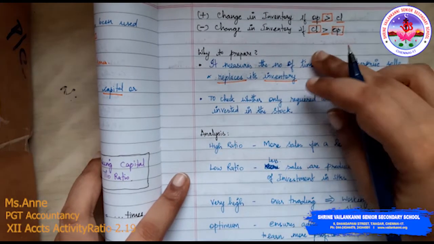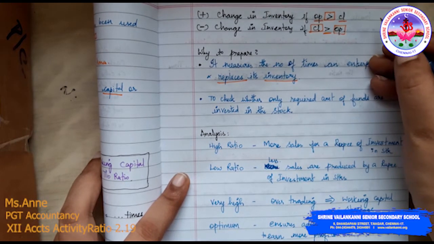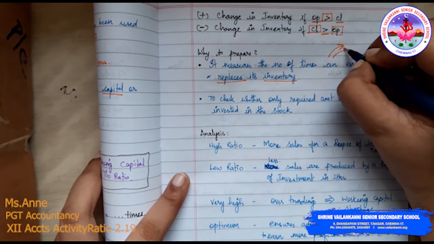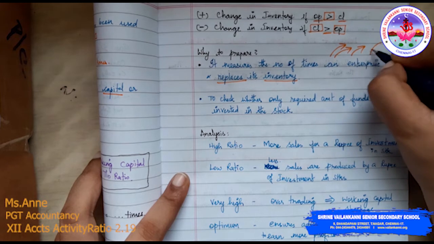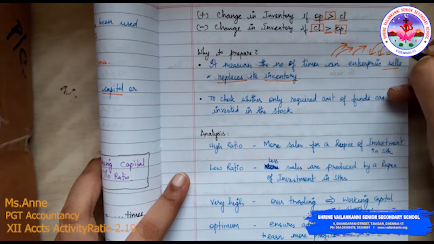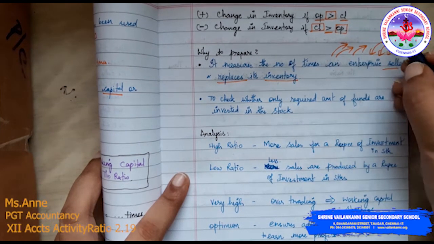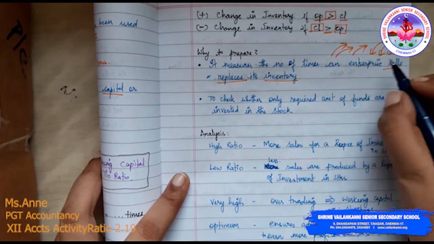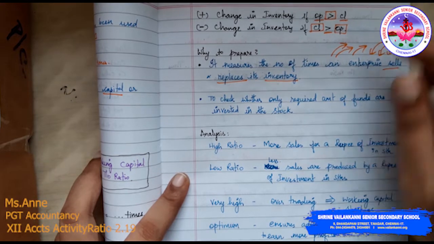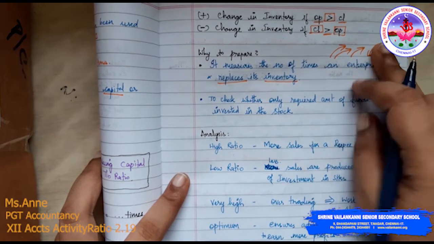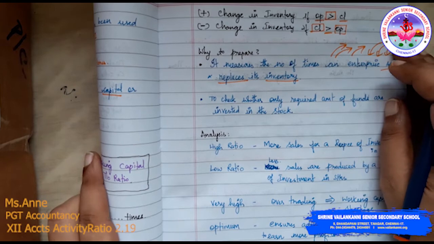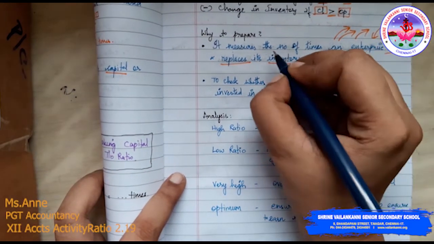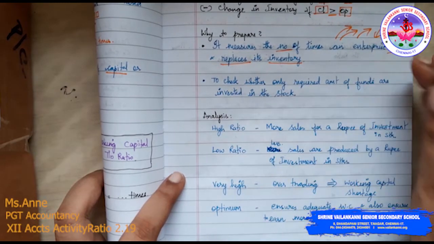See, when inventory frequently flows out of the organization and cash comes in, we are assuming that once inventory flows out, after a point of time the cash comes into the organization. What happens is the profitability will be more. The more number of times it happens, the more profits the company can generate. So that is the reason to measure the number of times an enterprise sells and replaces its inventory.